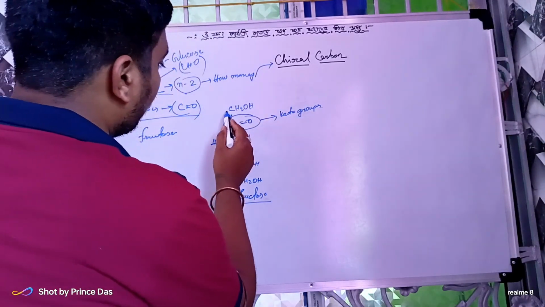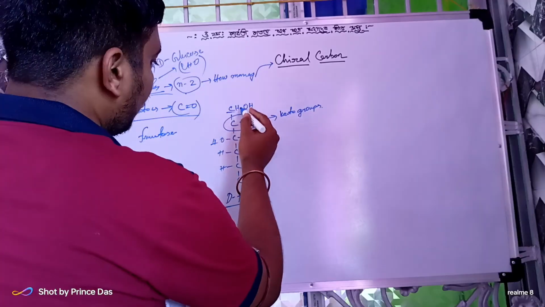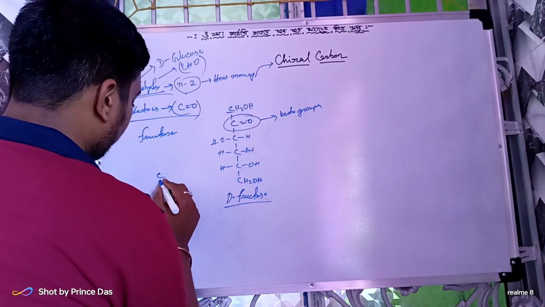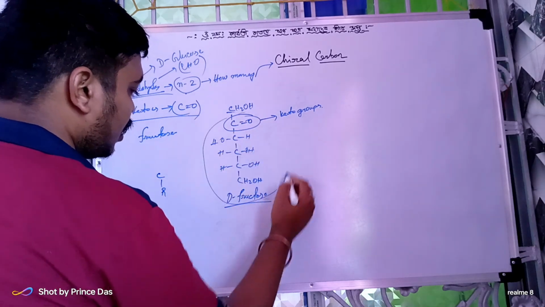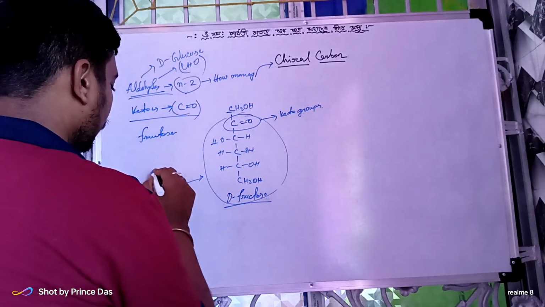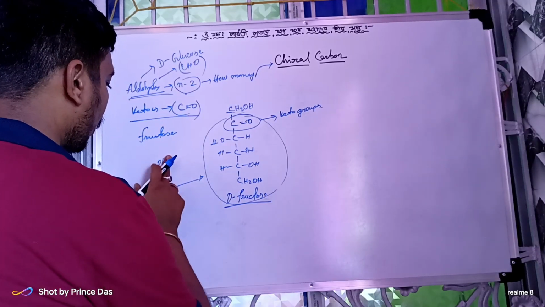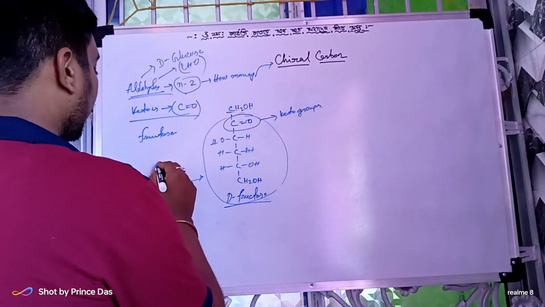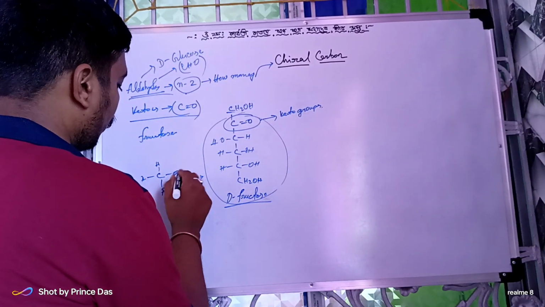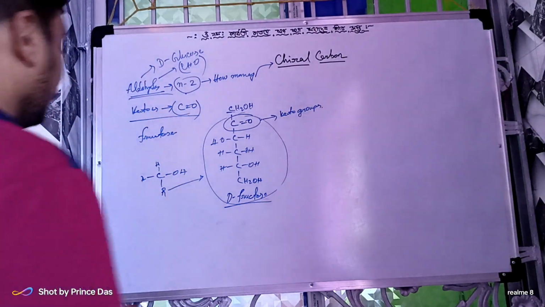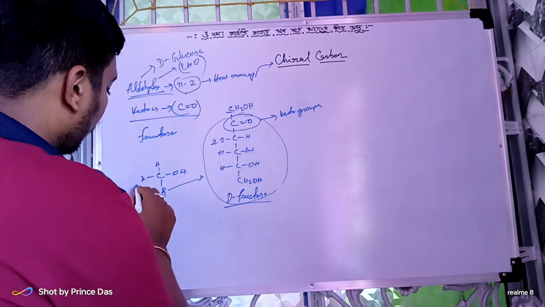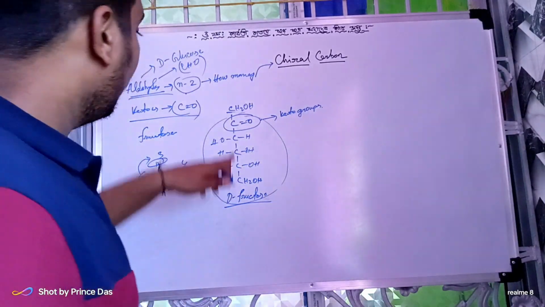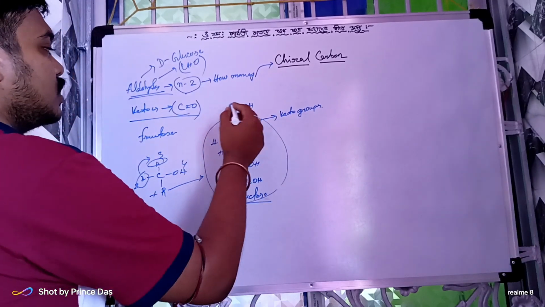So this one, CH2OH. Break it: C, and the rest others are R group, OH, and right here H. Is it a chiral carbon? Let's see, 1, 2, 3, 4. Hydrogen and hydrogen are the same. So we can't call this carbon a chiral carbon. So it's not a chiral carbon.